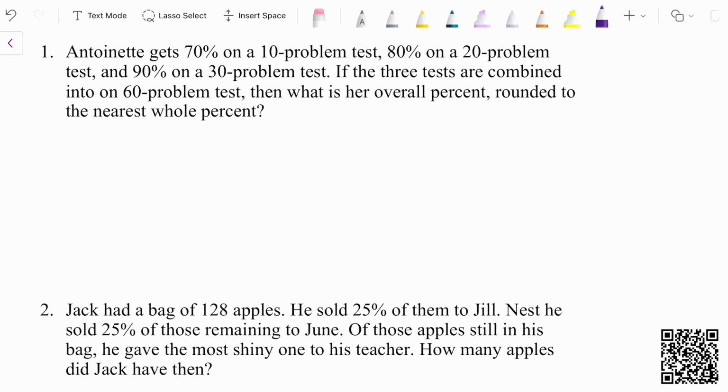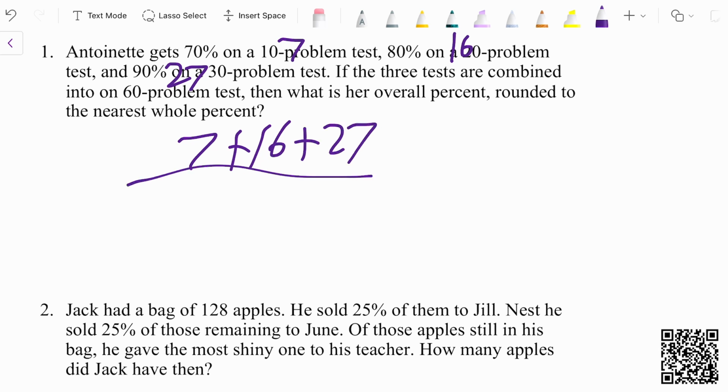Since she got 70% on a 10 problem test, that means she got 7 correct. 80% on a 20 problem test, which is basically 4/5, 1/5 being 4, so 16, and 90% on a 30 problem test, which is basically 27. If we add them, our equation should look something similar. Well, no, it's not really an equation, it's more of an expression, but you know.